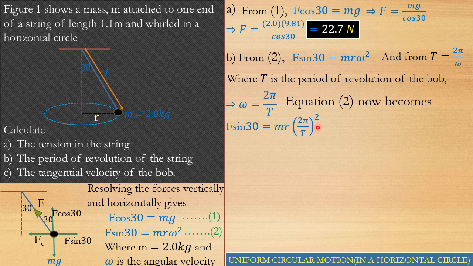That therefore implies, if we make T squared the subject, we're going to have our T squared to be 4 pi squared M r over F sine 30. Friends, you notice that 4 pi squared is a constant. We have M, we have F, and sine 30 is a constant. We don't have r. So we have to get an expression for r.